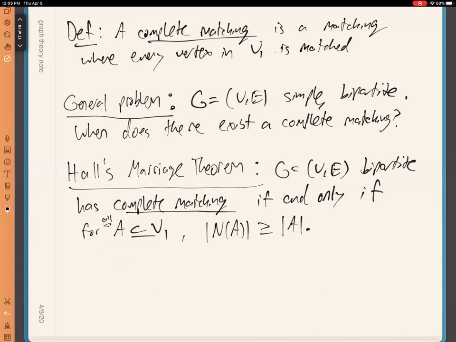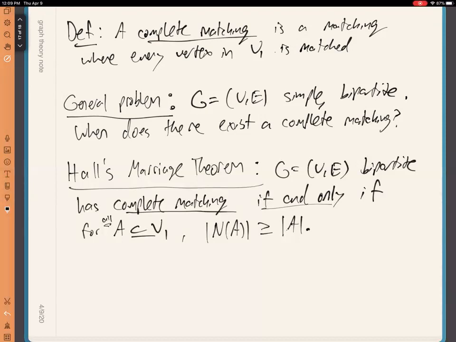Okay. And so again, what does this mean? Here we're seeing this phrase "if and only if" show up. So this has two logical statements in it. The first is, if your graph has a complete matching, then necessarily this property about the set A must hold. So if you have a complete matching, then for any subset of the set V1, the cardinality of the neighbors of A has to be at least as large as the cardinality of A.